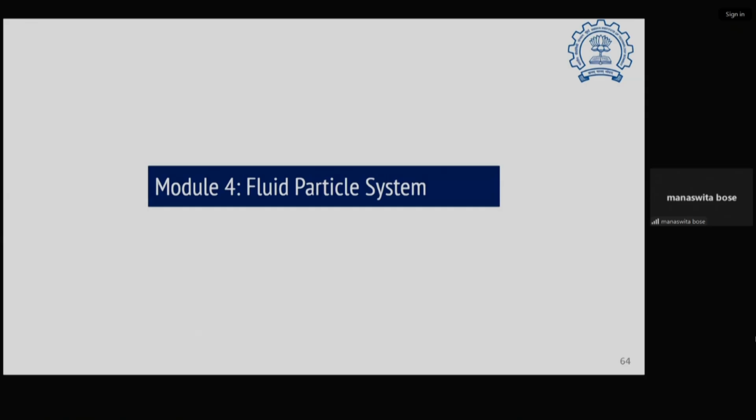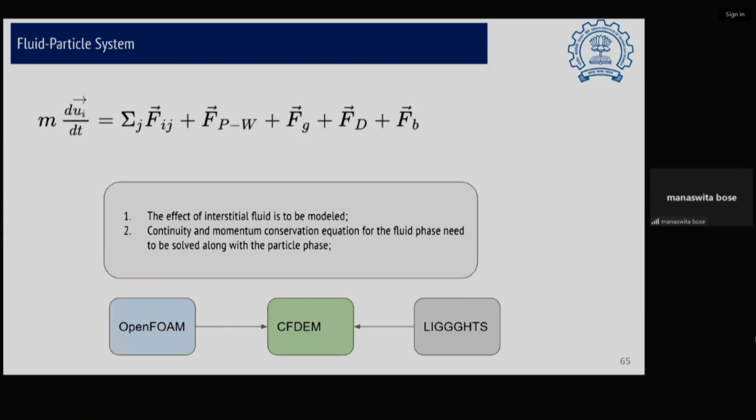So now we'll start with the fluid particle system. Here we have looked at the contact force, wall contact force, and gravity, of course, we don't have to look at. Now we'll get into the fluid drag. In a fluid particle system, the effect of the interstitial fluid is to be modeled. Continuity and momentum conservation equations for the fluid phase need to be solved along with the particle phase. One of the ways we do it is OpenFOAM and LIGGGHTS, and they talk to each other through CFDEM. Now how do we understand the fluid drag force?